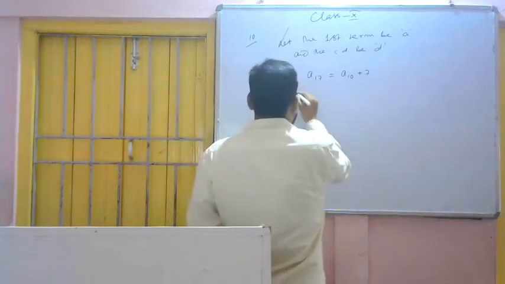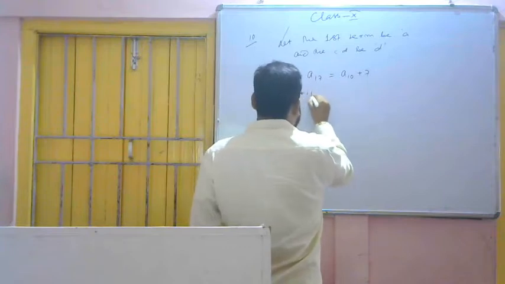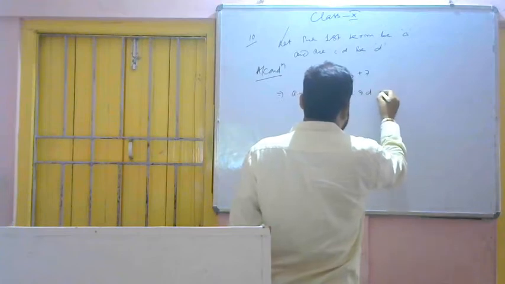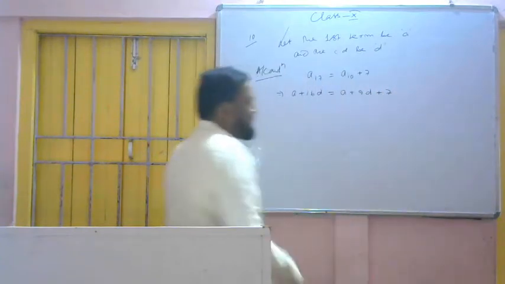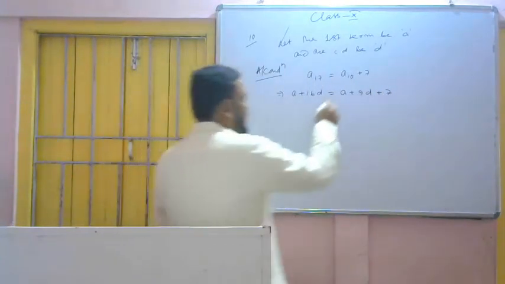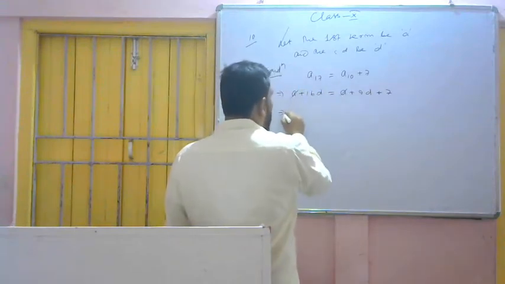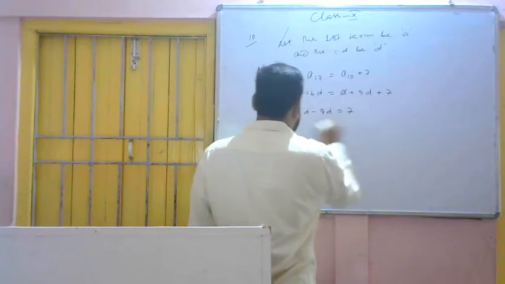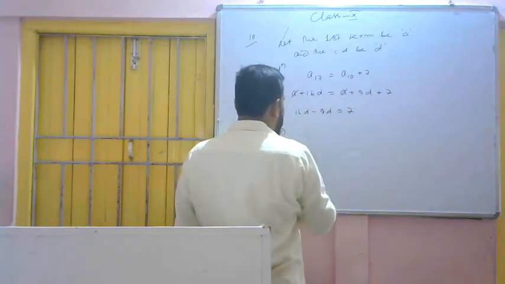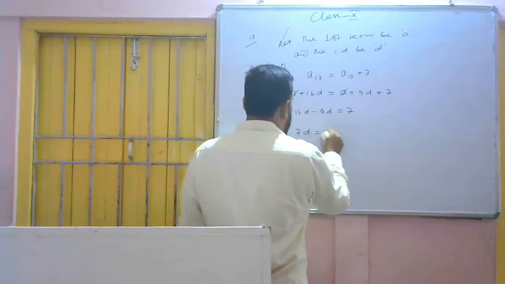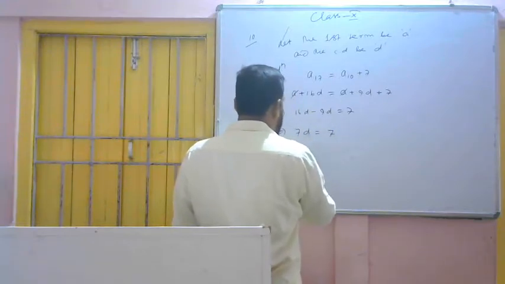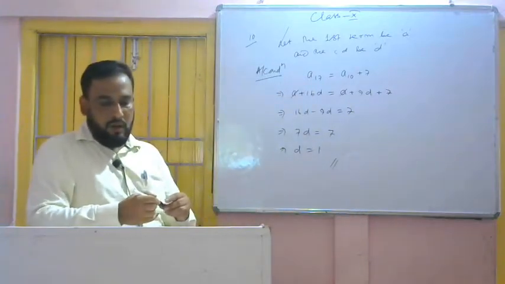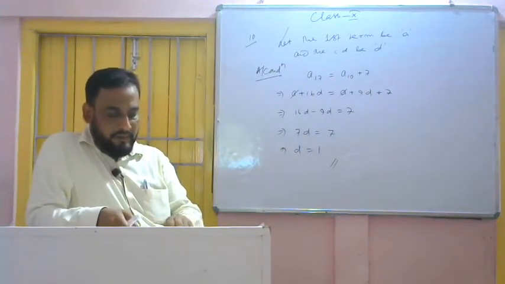So A plus 16D is equal to A plus 9D plus 7. You see, A gets cancelled, then 16D minus 9D is equal to 7, implies 7D is equal to 7, implies D is equal to 1. Therefore, the common difference is equal to 1.